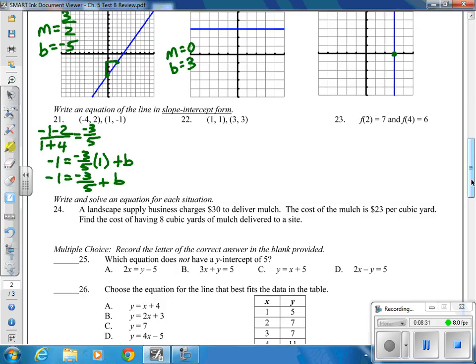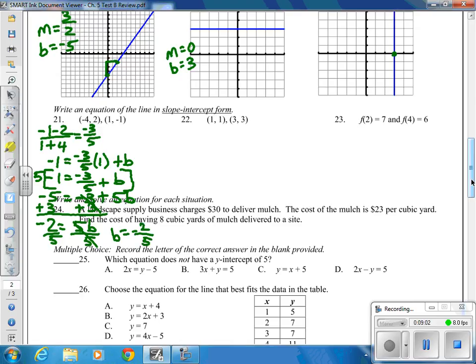I don't like fractions, so I'm going to get rid of them. I'm going to multiply the entire thing by 5. And now I'm going to have negative 5 equals negative 3 plus 5b. Okay, from here I've got a two-step equation. I'm going to add the 3 over, and hopefully you guys can see in between the writing of what I'm doing here. Negative 5 plus 3 is going to be negative 2 equals 5b. Divide by 5, and your b value is negative 2/5.